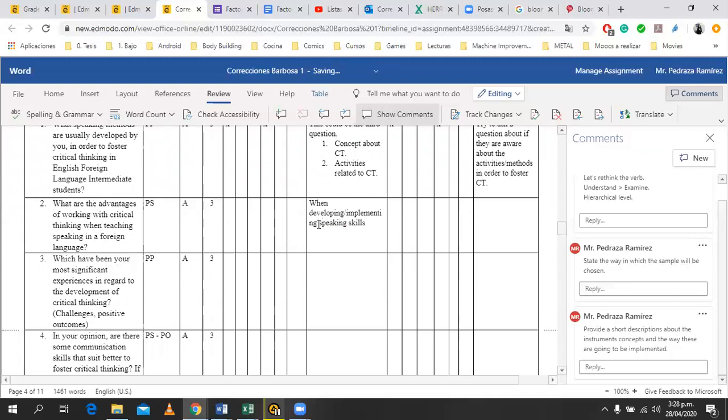Speaking skills, developing speaking skills, or developing or implementing speaking skill activities. Okay, yeah. When teaching, I know this goes here.